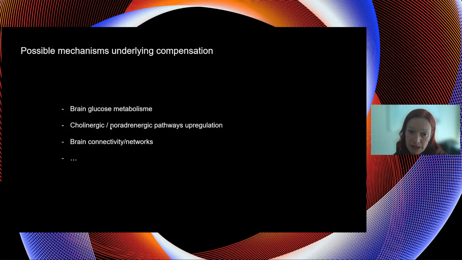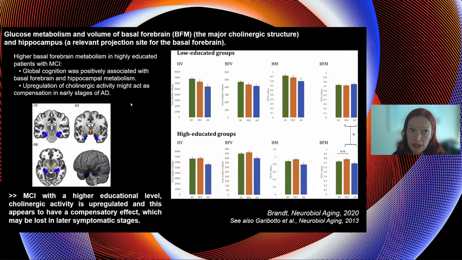Another hypothesis is the upregulation of the cholinergic and noradrenergic pathways. In this study, glucose metabolism and volume of the basal forebrain, which is the major cholinergic structure, and the hippocampus, which is a relevant projection site for the basal forebrain, were measured across different groups of participants, including controls, MCI, and AD patients, and across different levels of education.